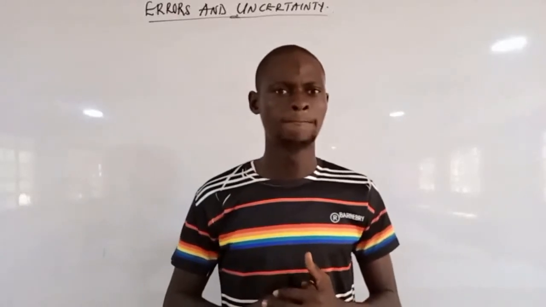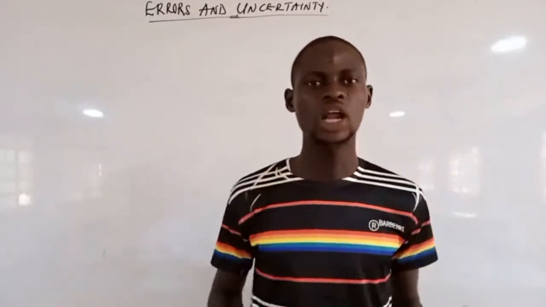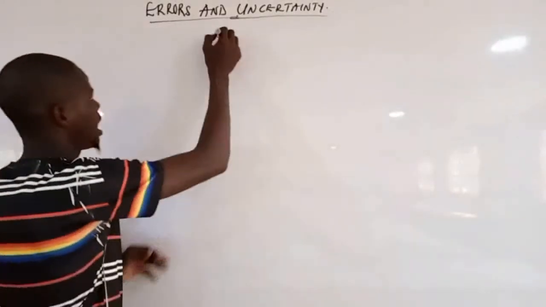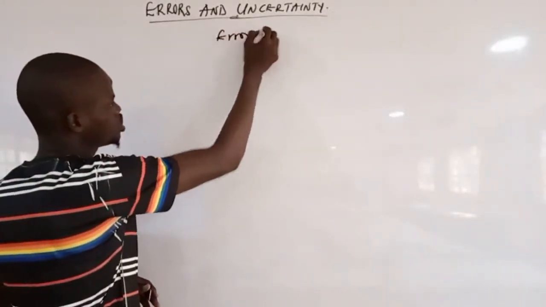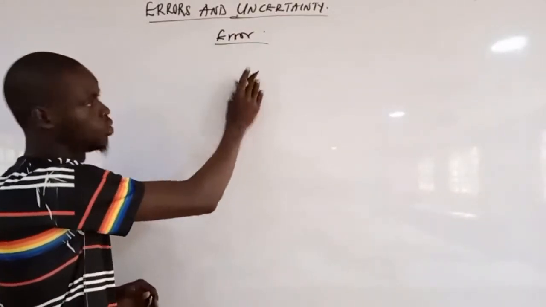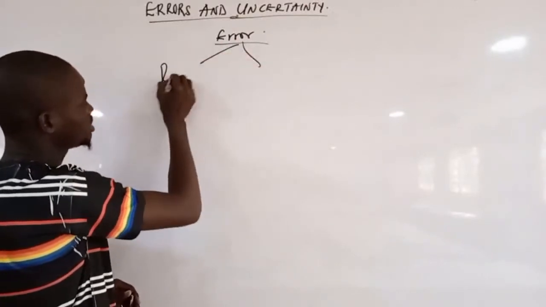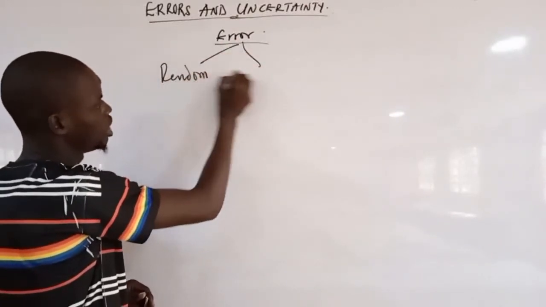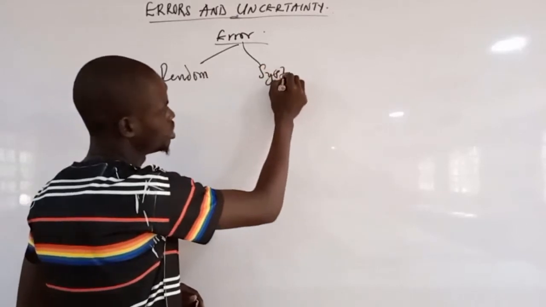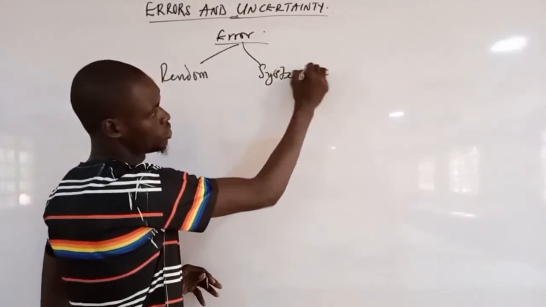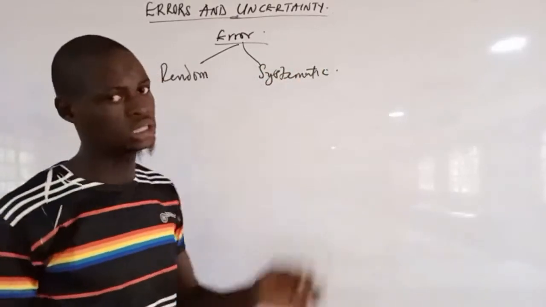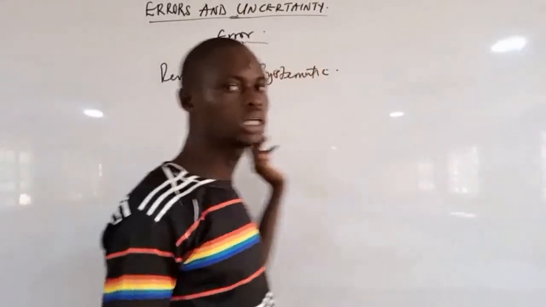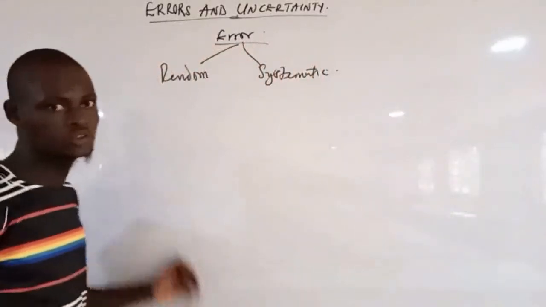Are we together? Now, this error that we are referring to, we are going to be looking at the 2 kinds of error. We have the random error and the systematic error. We have more than all these kinds of error, but we're going to be looking at this based on the syllabus of JAMB.